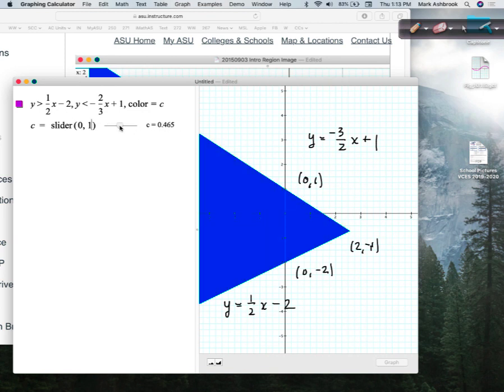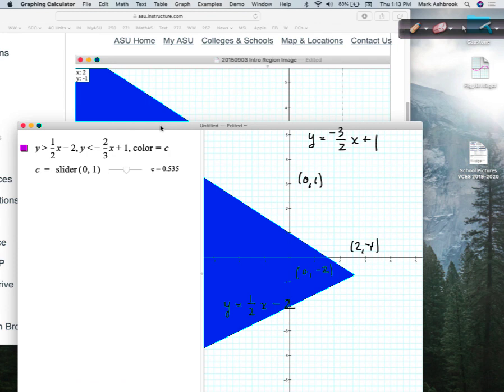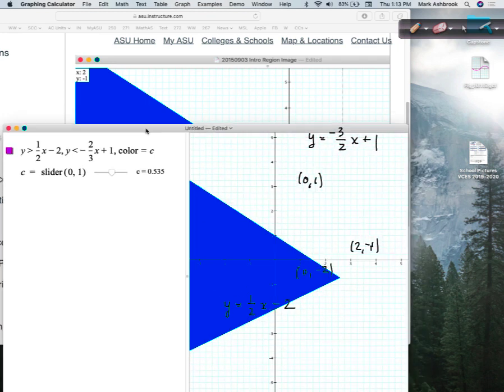So I had something like this when I gave you the image, something like 0.5 or 0.55. But that green was nice.